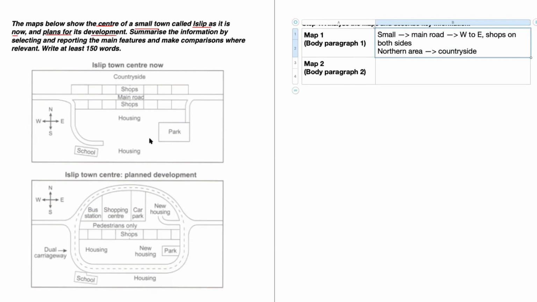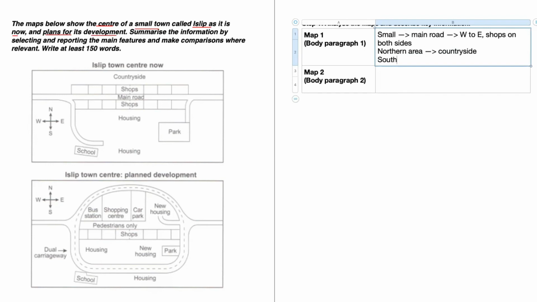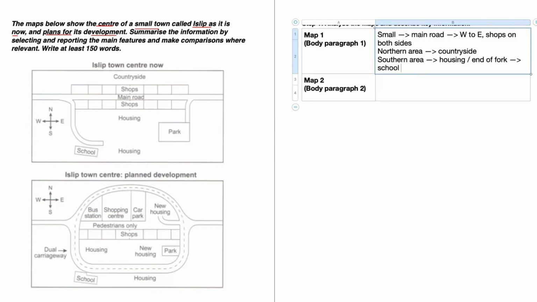And the southern area looks to be filled with housing. We also see a school. And what I see here is basically a fork. If you're coming from this road here, you see that there are two options. So we see an option to continue on and an option to head south. So that is the fork. At the end of the fork, we see a school. So I'm going to say end of fork. We see here a school. And that would be in the southwest corner. And then we see a park in the southeast corner right here.